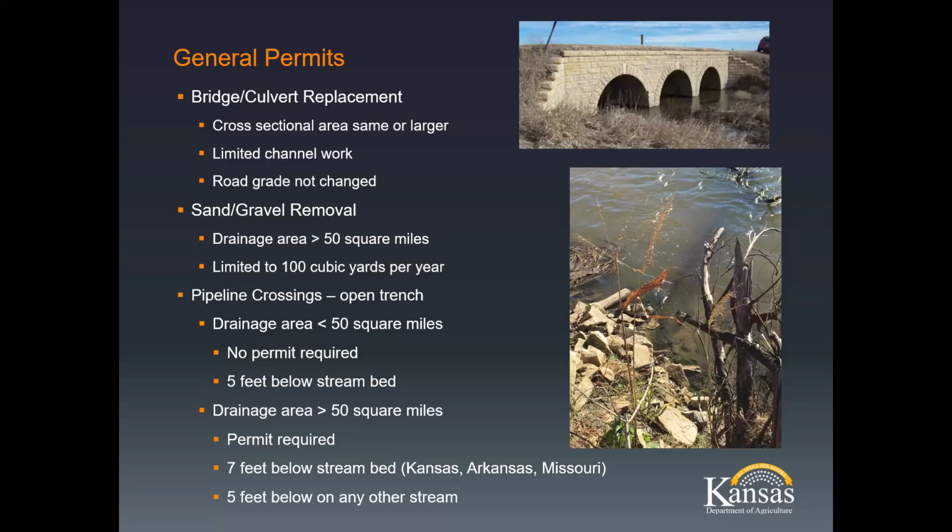Pipeline crossings by open trench. HDD or directional boring does not require any state permitting, but if you're going to do it by open trench and the drainage area is less than 50 square miles, then you don't need a permit as long as the pipeline is 5 feet below the stream bed. If the drainage area is greater than 50 square miles, then you will need a general permit. We require that it's 7 feet below the stream bed for the Kansas, Arkansas, and Missouri River, or 5 feet below on any other stream. That's the top of the pipe to the stream bed. That's the requirement.